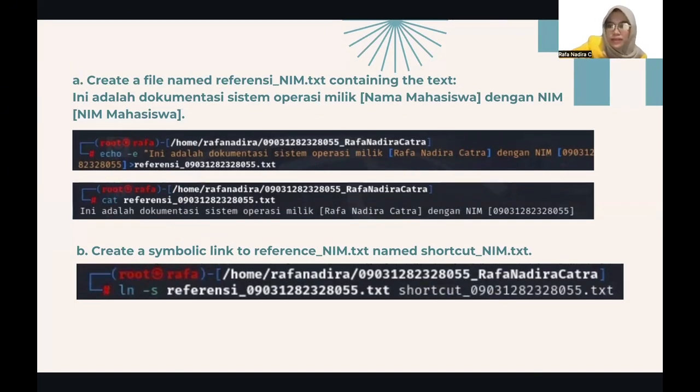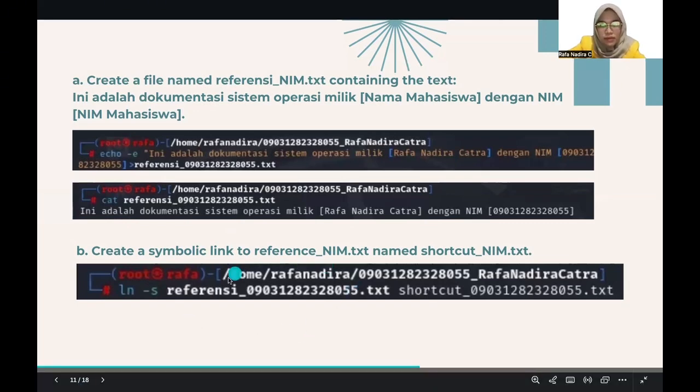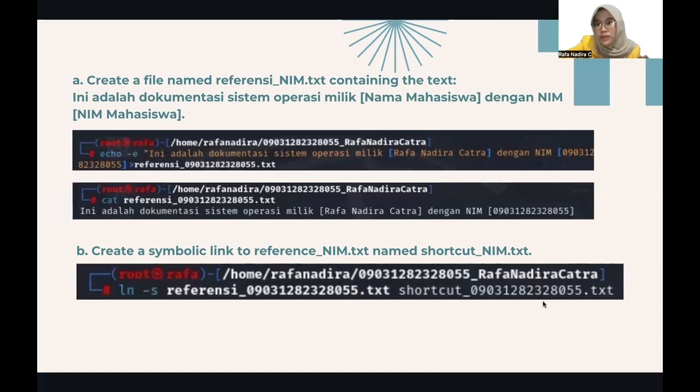B. Create the symbolic links to referensi_name.txt named shortcut_name.txt. And here is the ln -s command to create a symbolic link. The referensi_name.txt is the original file, and the shortcut_name.txt is the symbolic link pointing to the original file. This is useful for quick access without duplicating the file multiple times.